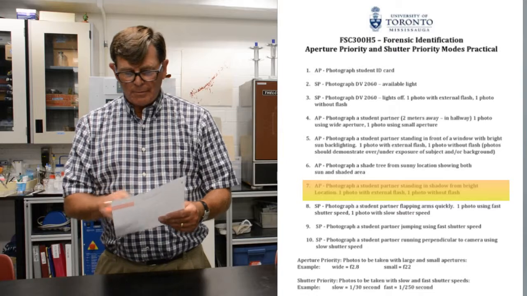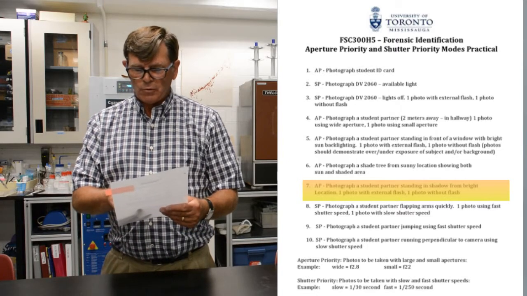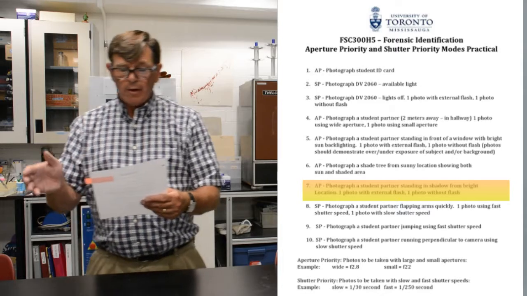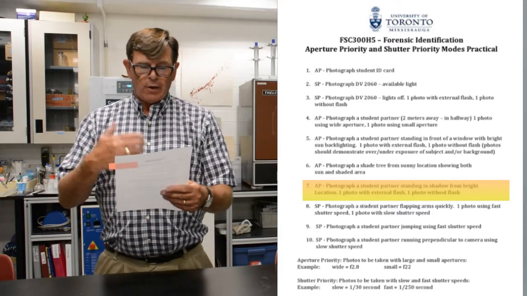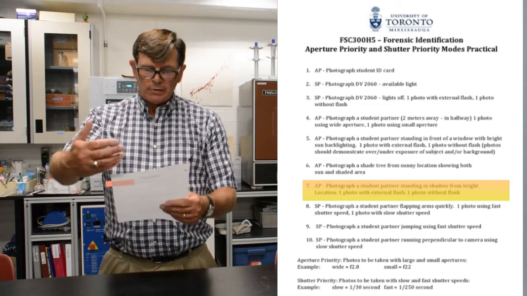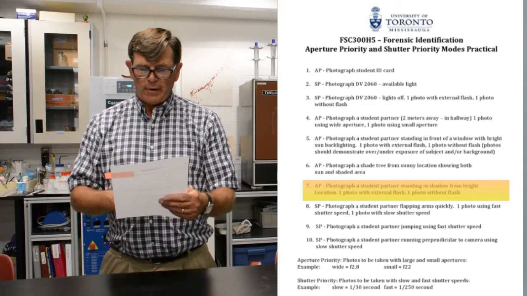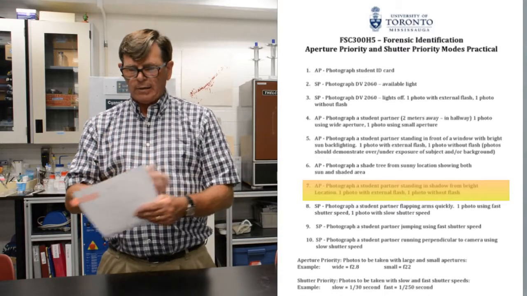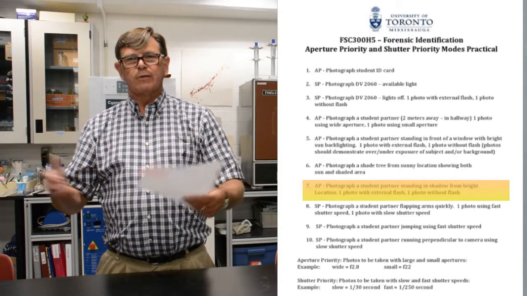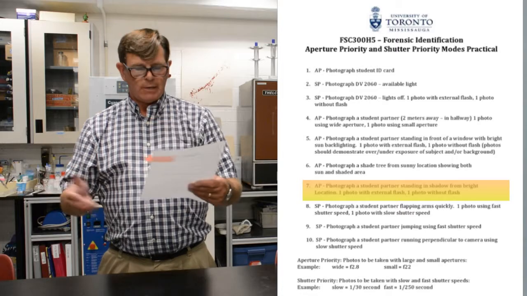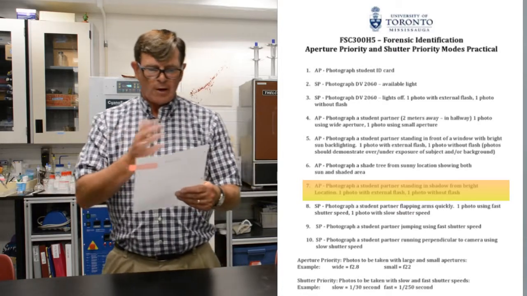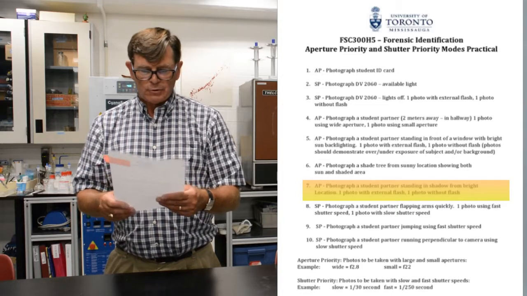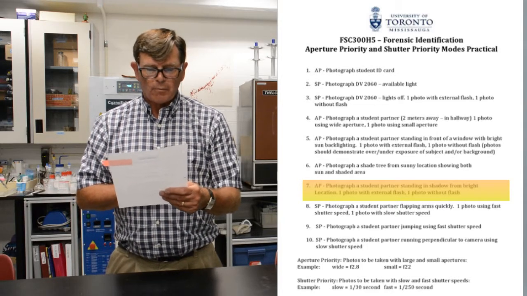Number 7, the aperture priority, photographing a student partner standing in shade, in a shadow from a bright location. So here, you are in the bright location, taking a photograph of the student in the shaded area, one photo with external flash, one photo without flash. And again, to show the flexibility of the camera, what its limitations are in trying to compensate for the reciprocal of whatever, in this case, the aperture, so it's trying to compensate with an appropriate shutter speed.